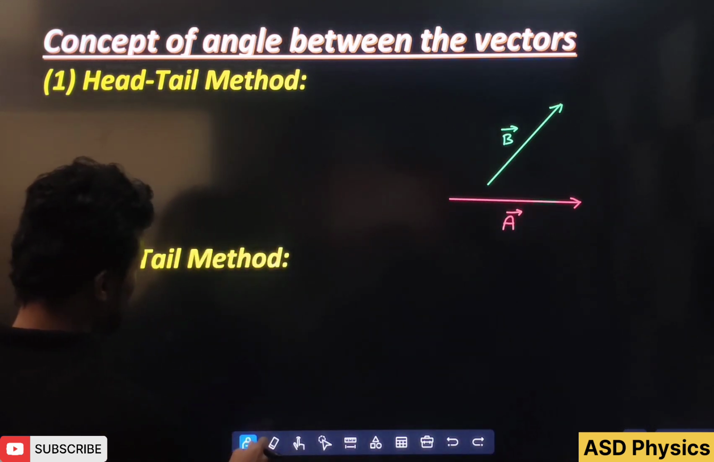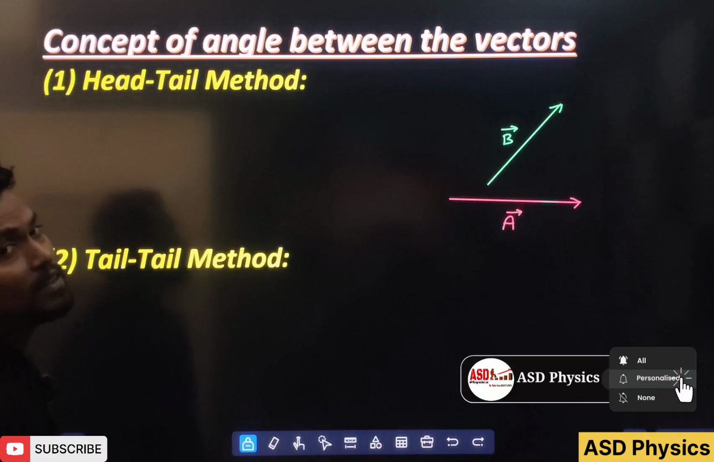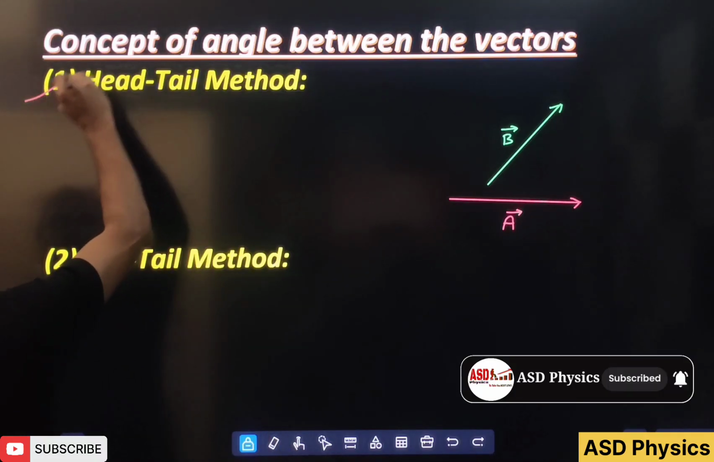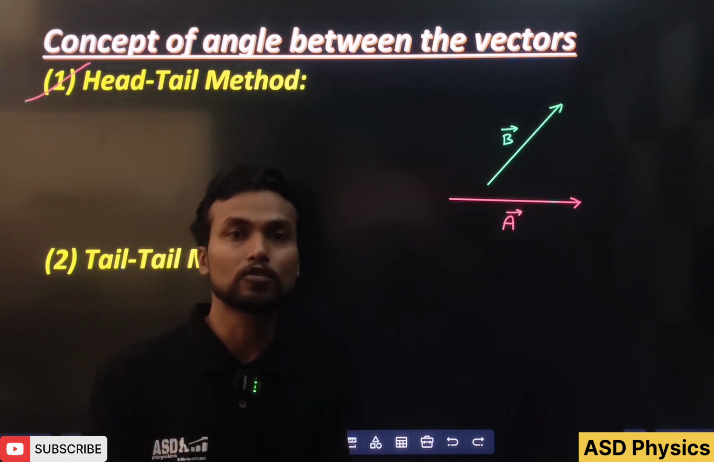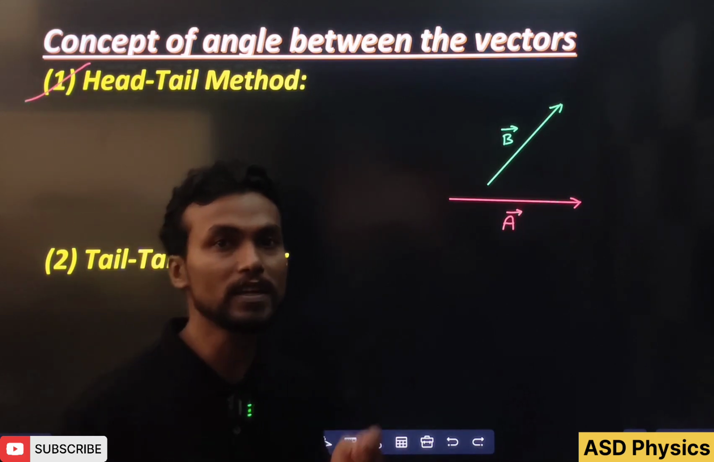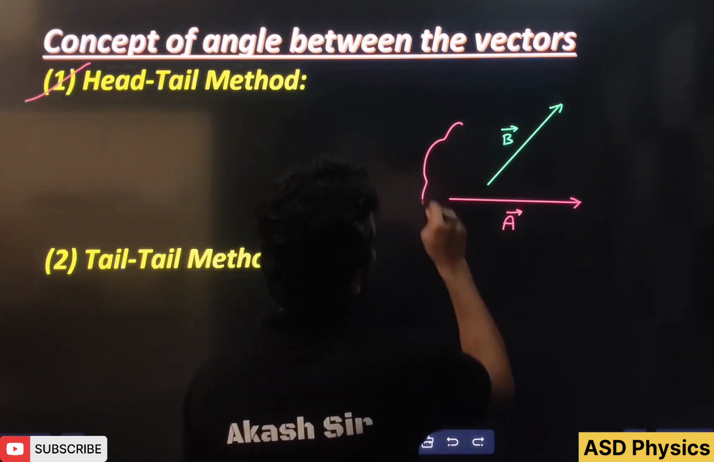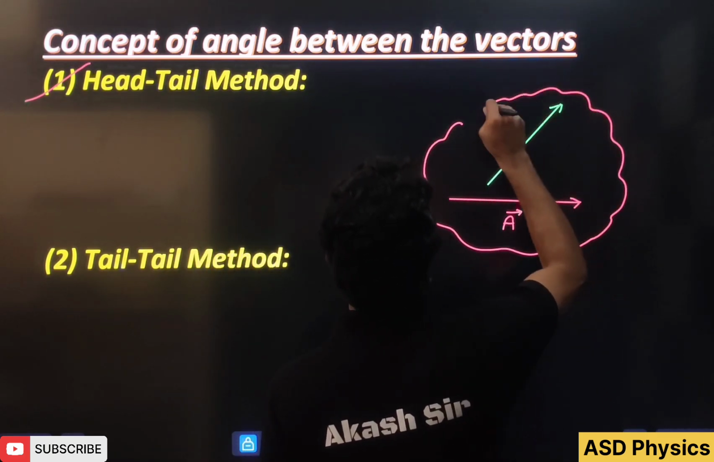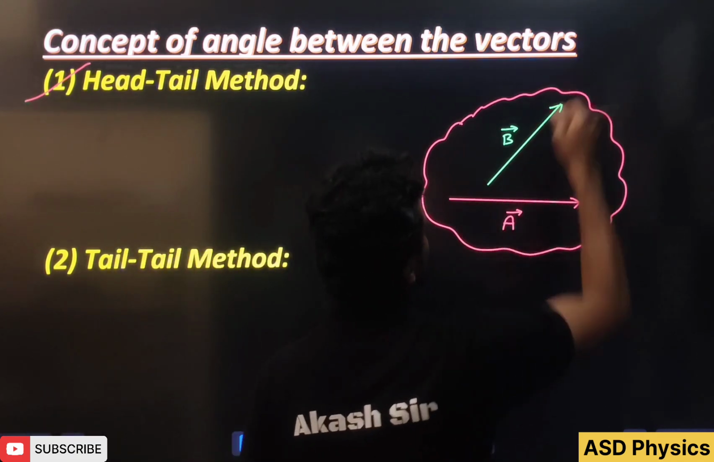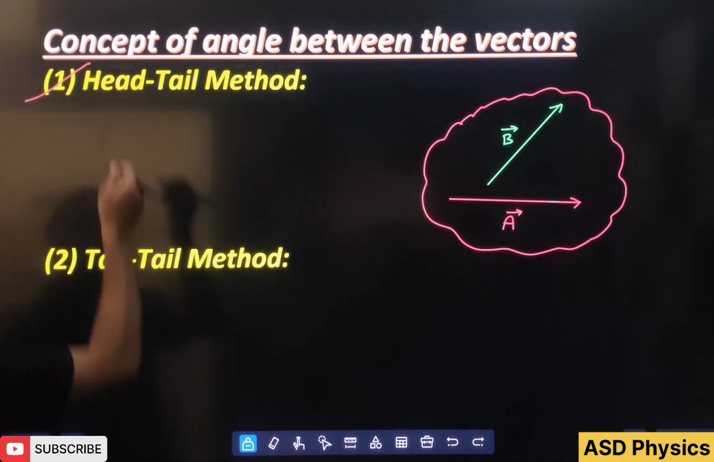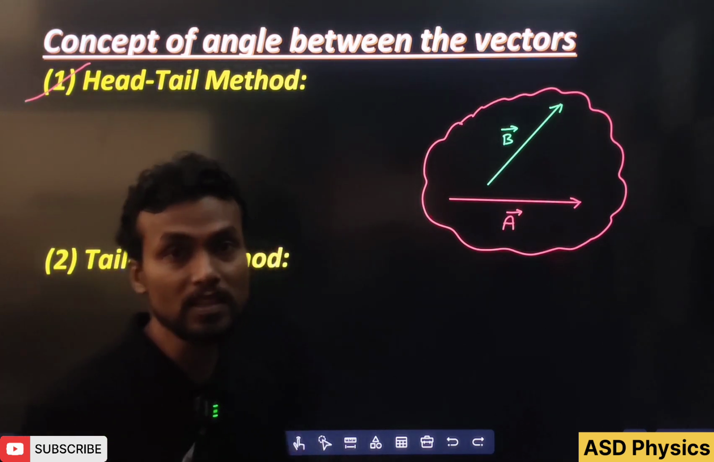So students, you can see very well the concept of angle between the vectors. First one is the head to tail method. We will learn all these things: head to tail method, tail to tail method, head to head method. But first I will take the reference of two vectors. This is the vector A in this direction and vector B in this direction. So what is the first one? Head to tail method. That means the head and tail of the two vectors will coincide.